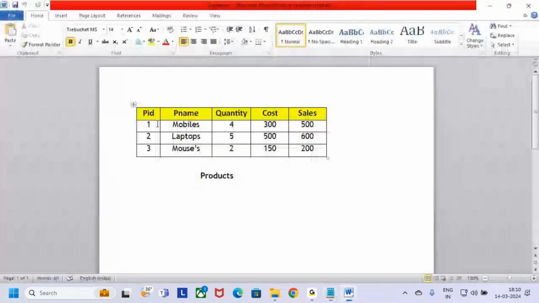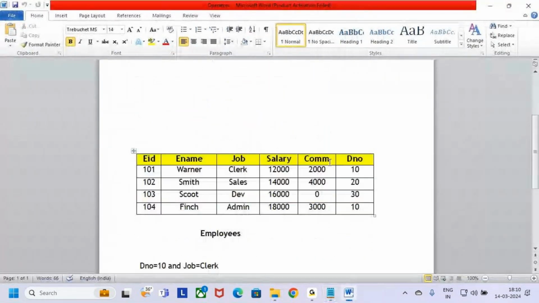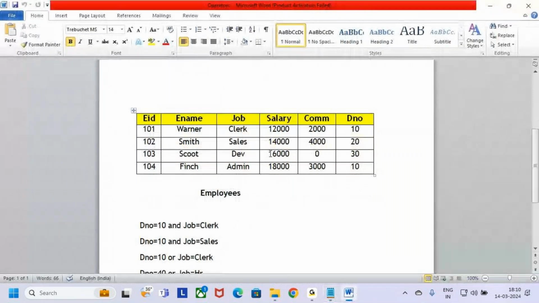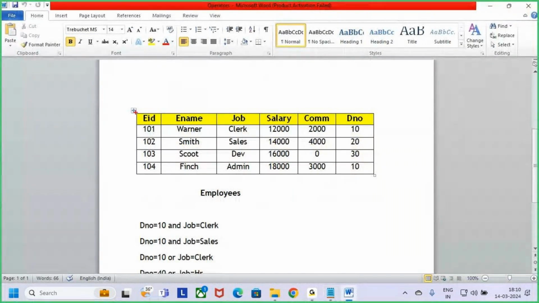Now, first of all, I need to work with the addition operator, guys. I said that the addition operator is used to add one column's values with another column's values. Now, try to understand. There is one table here, employees. In this table, I'm having some columns: employee ID, name, job, salary, the commission the employee is getting, and department number.